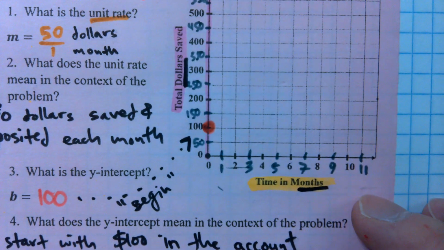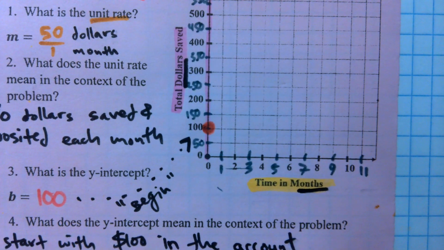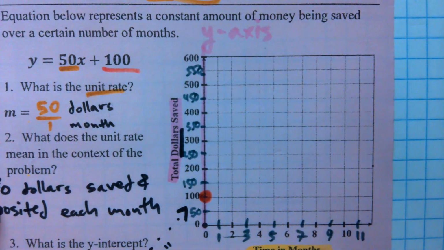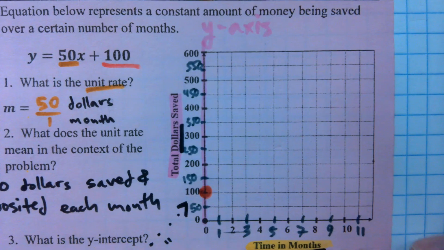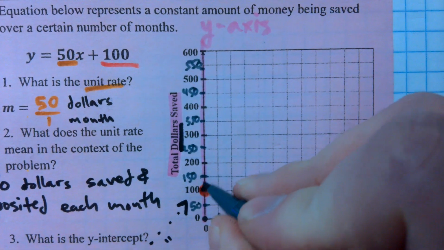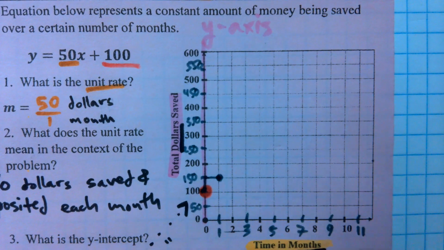Now you may be like, well, there's not 50 boxes. I'm not going to count 50 boxes of my rise. How many boxes do I need to count up? 50? There's only like 10 boxes here. 1. Each box is 50. So I'm going to rise 50, run over to 1 month, and make a dot.